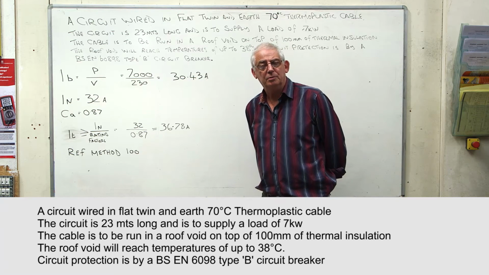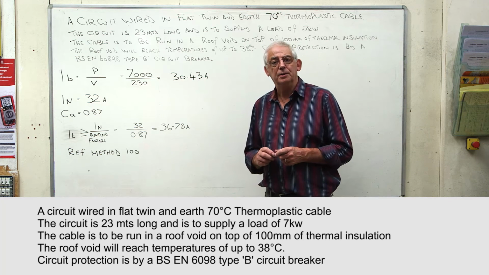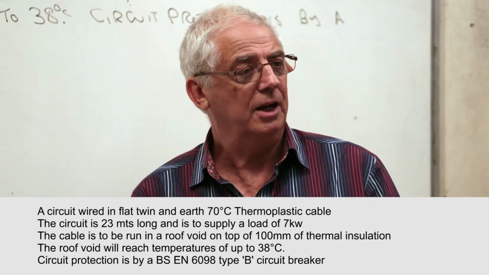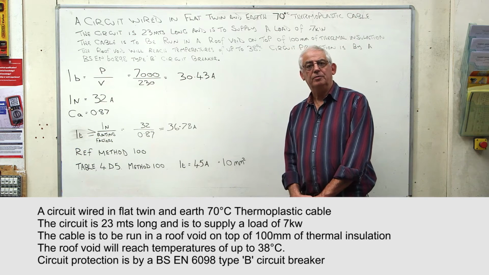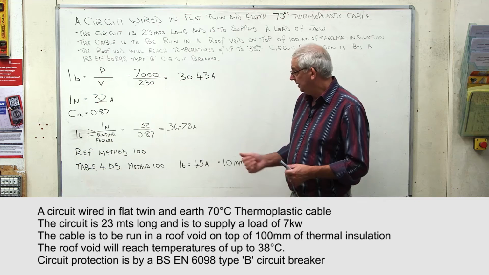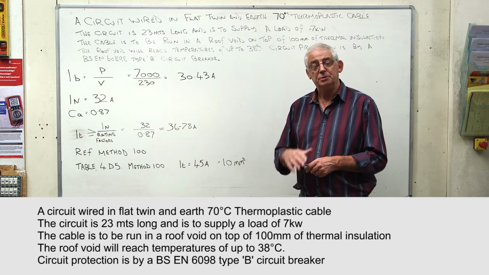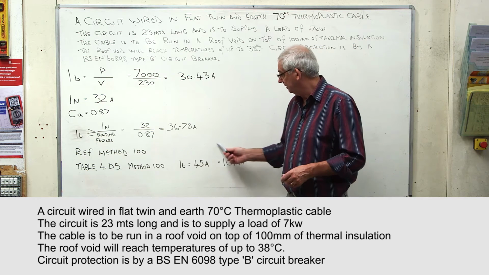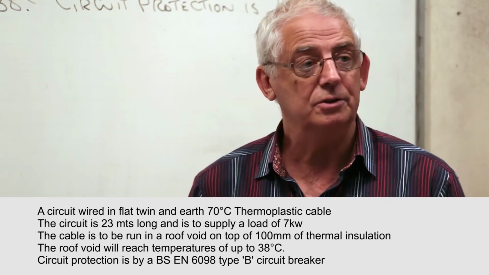Next, we have to go to table 4D5, because that gives us our current rating for flat twin cable. Once we get to table 4D5, we can use this reference method to help us decide on what size cable we should use. If we refer to table 4D5, we can see that using method 100, the nearest rating cable I can get to 36.78 amps, which is above it. It could be equal to or above, but for our case it's going to have to be above it. The nearest cable I can get is 45 amps, and that would mean I have to use a 10 millimetre squared cable.